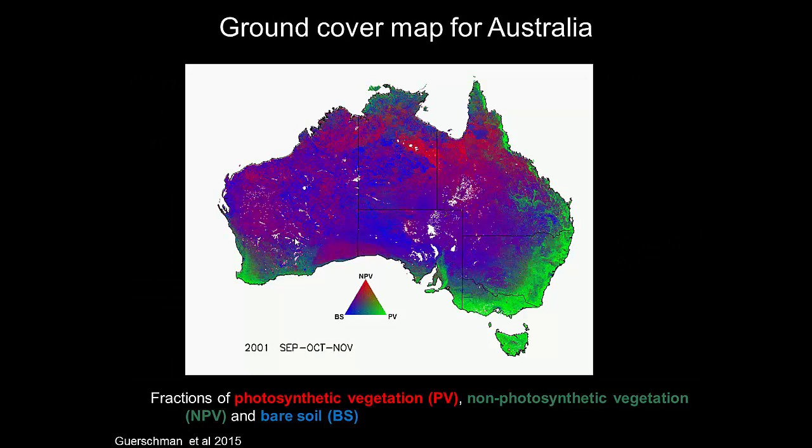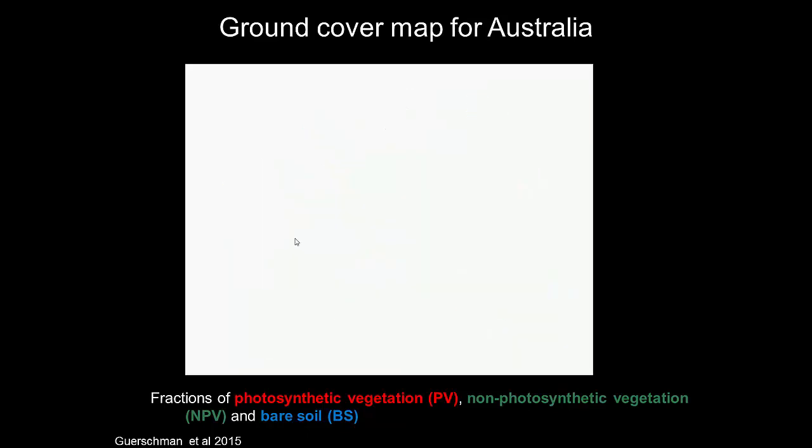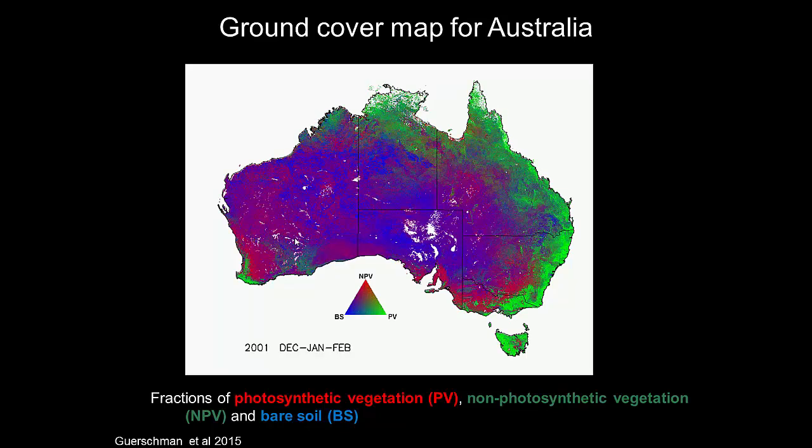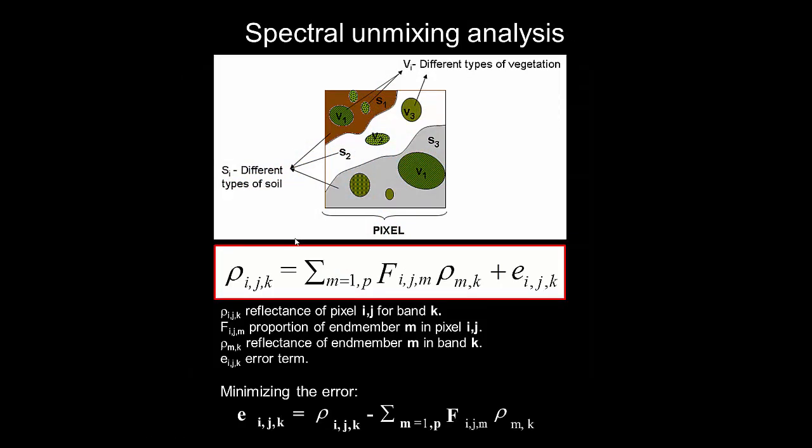So this is of course plot based, but if you want to do a continental map of ground cover, for example for Australia, you obviously need remote sensing methodologies. And this map shows a novel algorithm that has been developed for this ground cover mapping. The algorithm is based on unmixing theory.